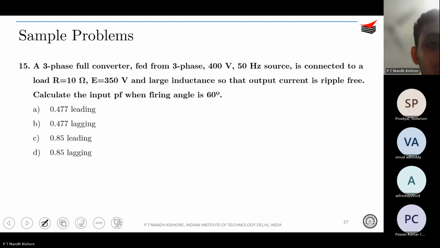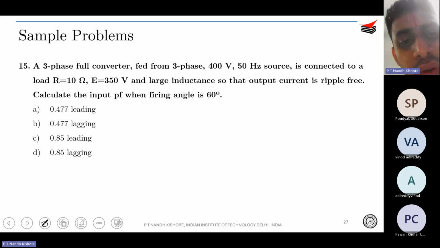Okay. A three-phase full converter fed from a three-phase 400 volt 50 hertz source is connected to a load R equal to 10 ohms, E is 350 volts and large inductance so that output current is ripple free. Calculate the input power factor when firing angle is 60 degrees.